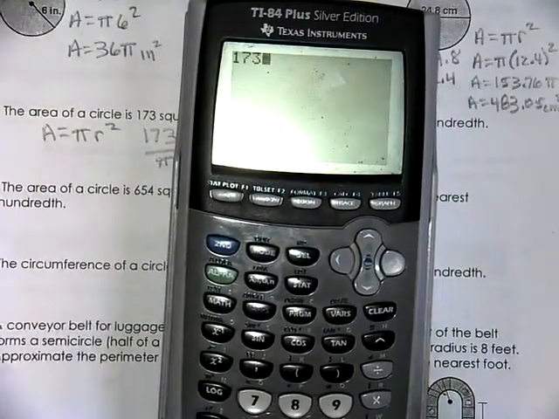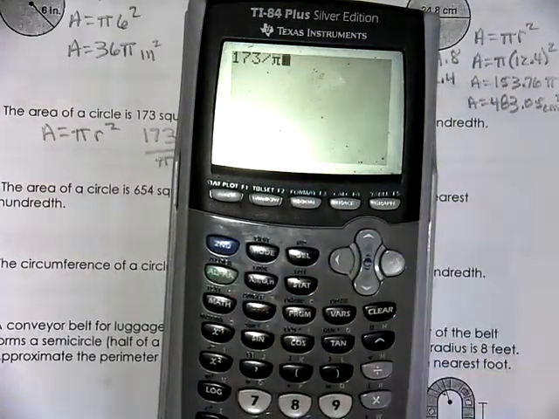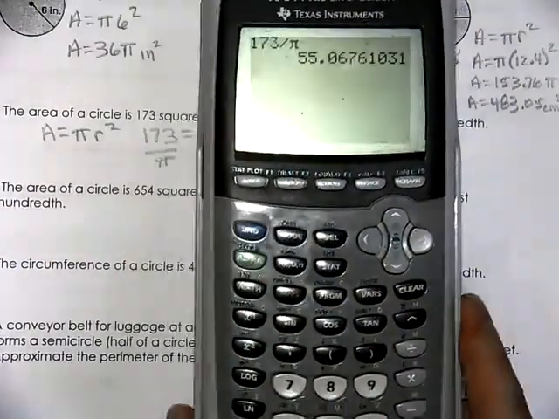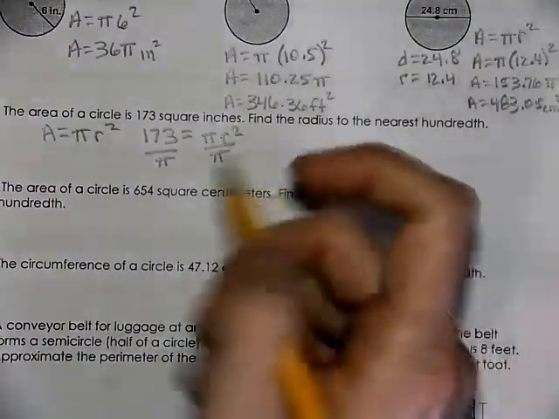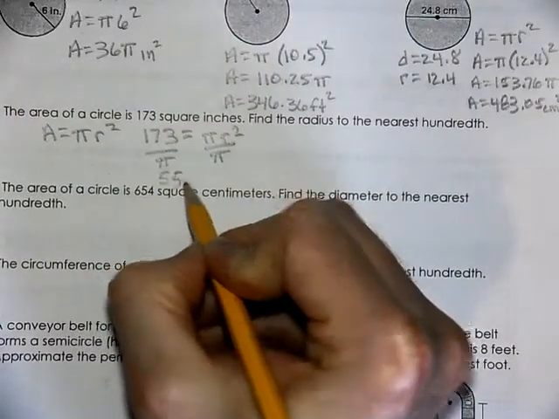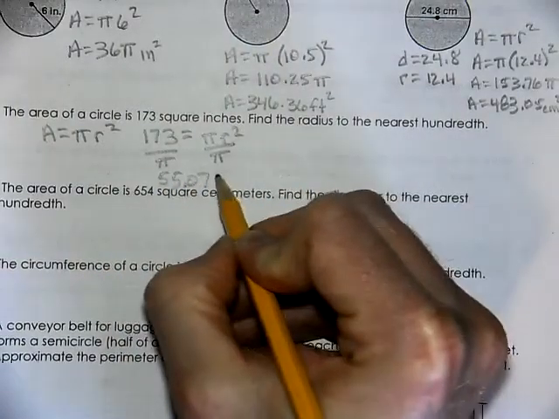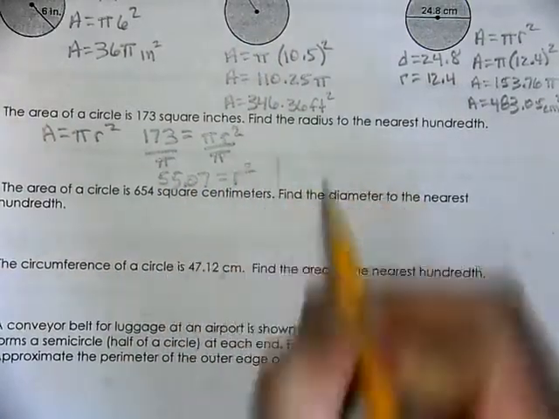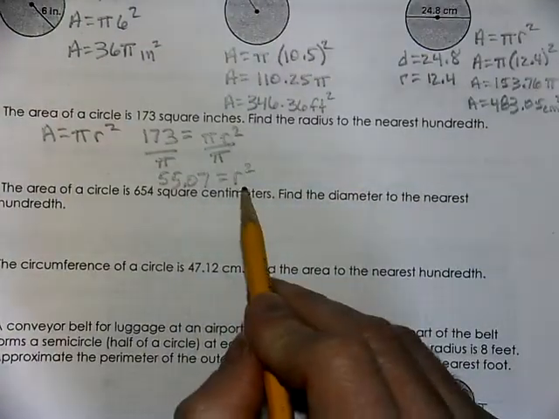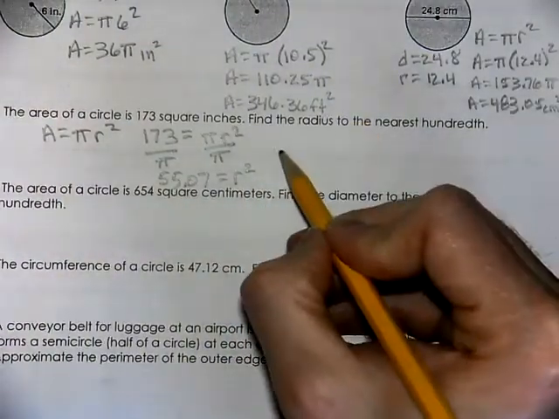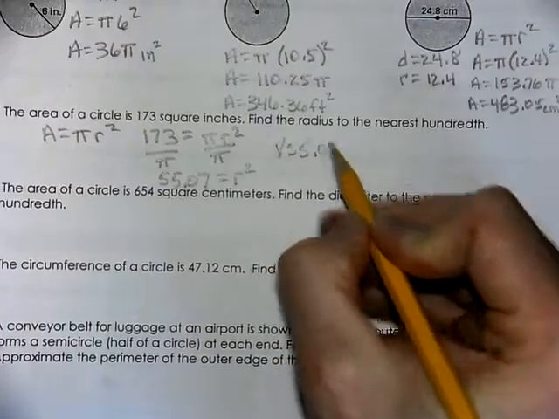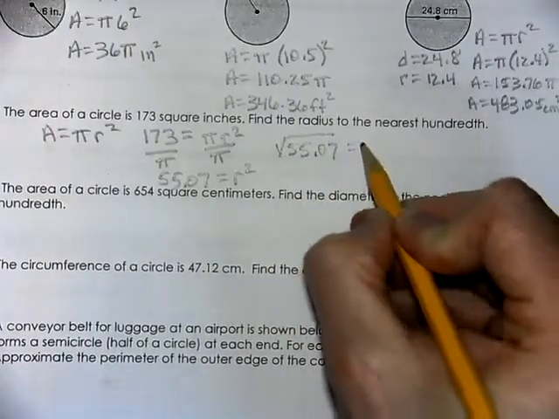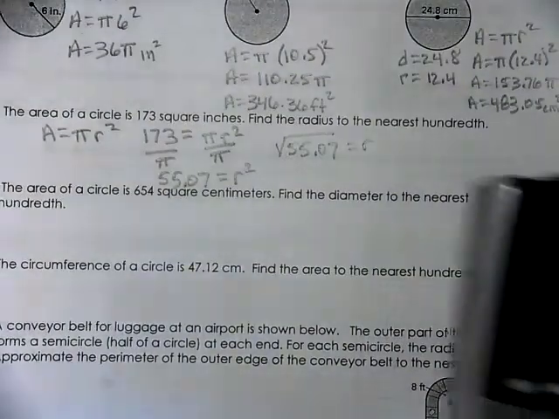So 173 divided by pi, and we get 55.07. And that's our r squared. Now, to get r all by itself, we're going to take the square root of 55.07. And that'll be our radius.